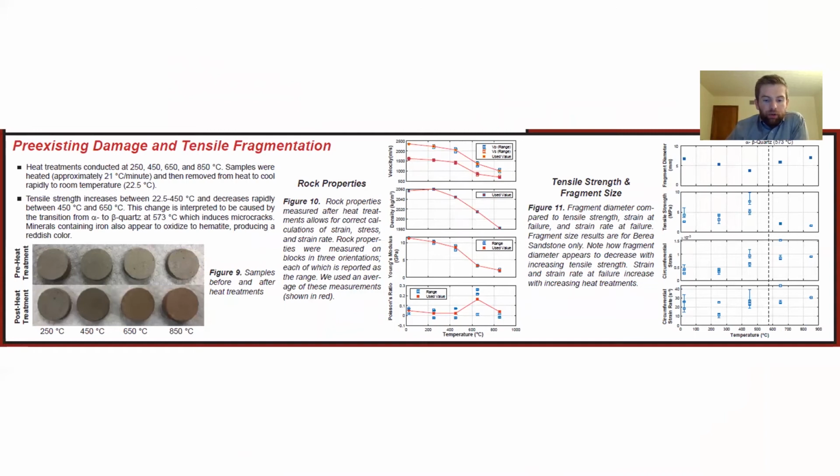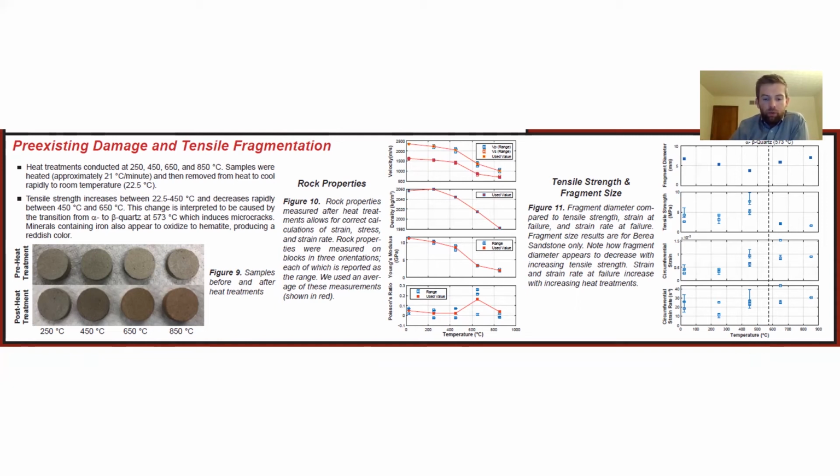In addition, we evaluated the influence of pre-existing damage on tensile fragmentation in Berea sandstone, and we are currently working to do so in westerly granite, but do not report those results here. In order to test how pre-existing damage influences dynamic tensile fragmentation, we implemented a series of heat treatments on Berea sandstone. In Figure 9, we show the change in physical appearance for heat-treated sandstone, and in Figure 10, we show the change in rock properties due to heat treatments.